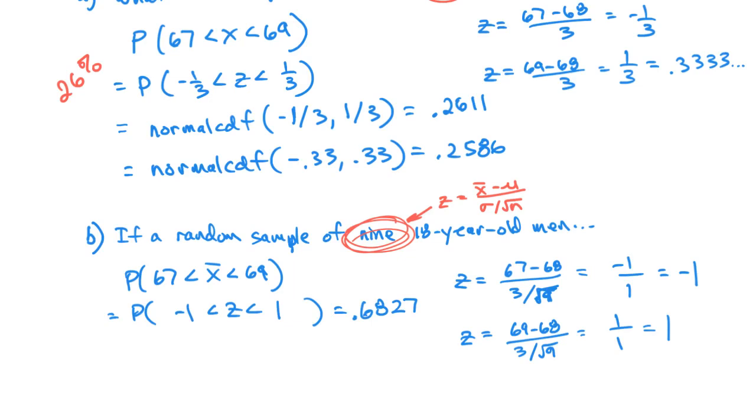I skipped the last part here about the normal CDF because it's one that we know. But you could type in normal CDF, -1 to 1. Just to make it official, let me do that. Normal CDF, -1 to 1. And then it should give you the 0.6827.